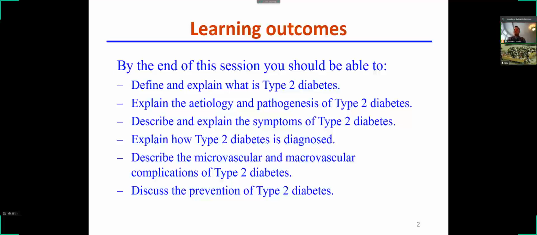So in today's lecture, we'll try to cover what the definition of type 2 diabetes is and explain in particular what it is and how it compares with type 1 diabetes that we learned about. We'll explain the etiology and pathogenesis. We'll describe and explain the symptoms, explain how it's diagnosed, and describe the microvascular and macrovascular complications, which are probably the most acute. And then finally, we'll talk a bit about prevention.